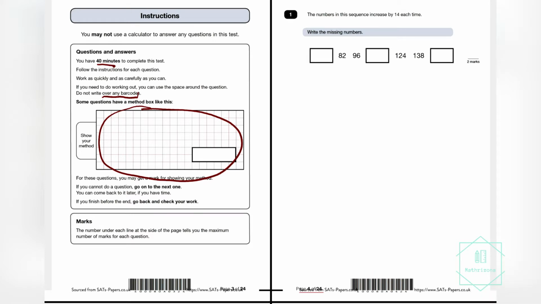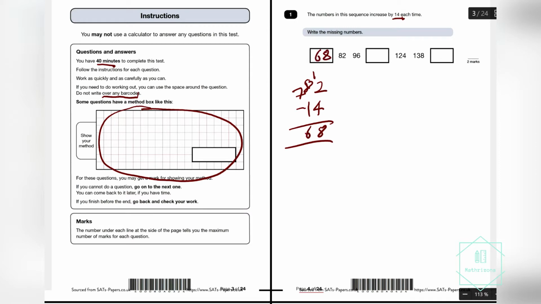First question. The numbers in this sequence increase by 14 each time. Write the missing number. The next number, 82, is 14 more than the first number. To calculate this, we can do 82 take away 14. 12 is greater than 4, so we will carry from here, and this will be 7. So 12 take away 4 is 8, and 7 take away 1 is 6. So our first number is 68.